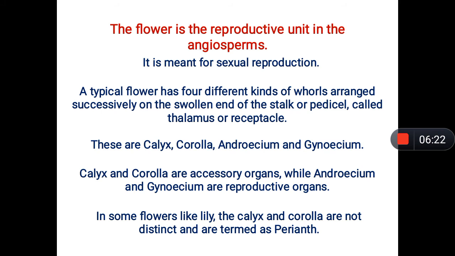So you can see that the calyx and corolla are joined together to form a single structure, and that single structure maybe looks like calyx or maybe looks like corolla. If it looks like calyx, it's green in color. If it looks like corolla, it is colored. So that whole structure is called perianth. Let's see what is next.